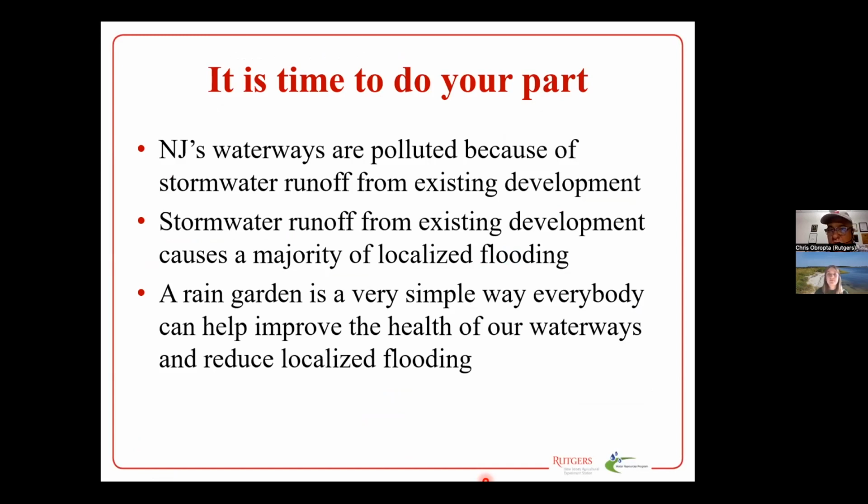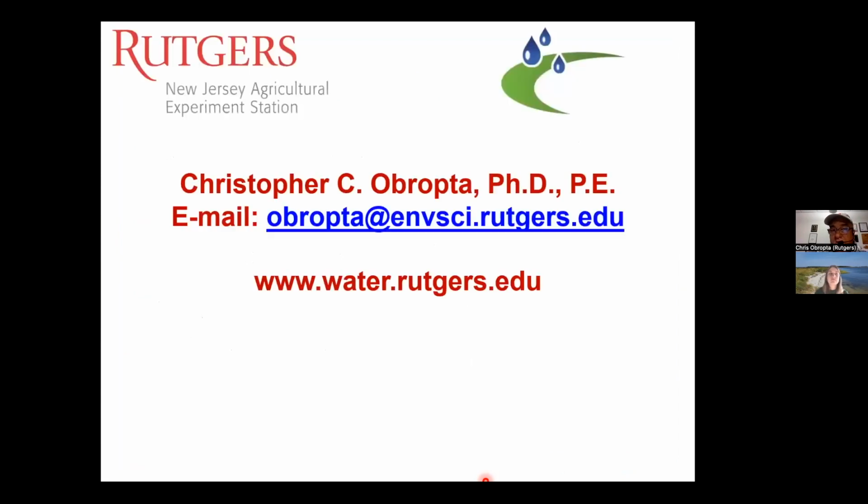Most of New Jersey's waterways are polluted. They're not meeting water quality criteria. We have big problems in the Barnegat Bay. There's a lot of localized flooding. Like I said, the rain garden is not going to absorb 10 or 12 inches of rain, but it will absorb the first 3 to 4 inches of rain, so it will help. Okay. And it's a very, very simple thing that you can do.